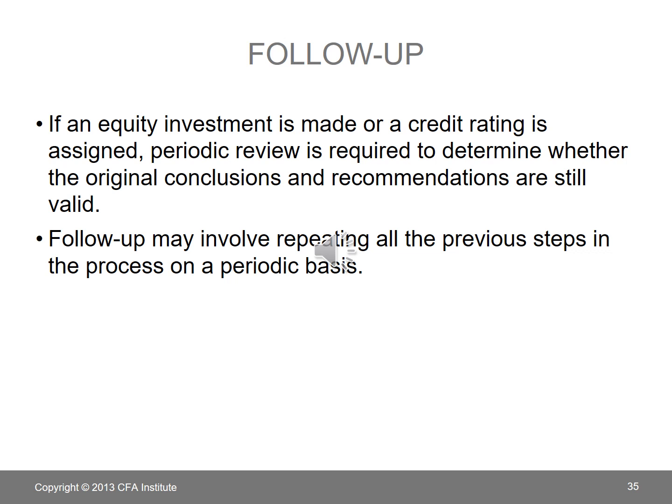So the likes of Goldman Sachs, JP Morgan, Morgan Stanley, all of these major financial services organizations, would analyze a specific company, for example, in 2018, and then maybe 6 months or a year later, something major changes, either in the corporation itself, in the economy, or in the sector. So they would issue a follow-up. They don't repeat the complete analysis, they just issue a follow-up and basically state their current opinion on the corporation they have analyzed based on the new changes that occurred. The follow-up may involve repeating all the previous steps in the process on a periodic basis, or it may just contain an update, as I mentioned before.